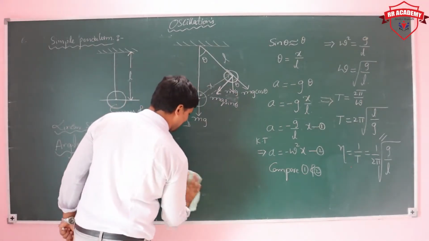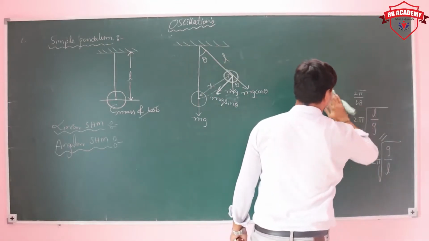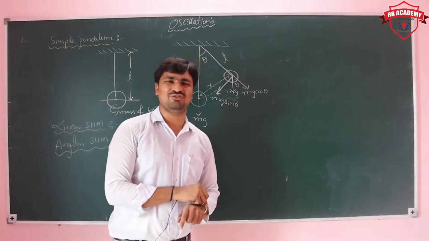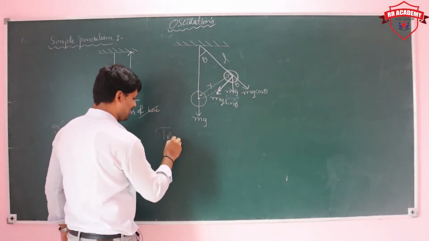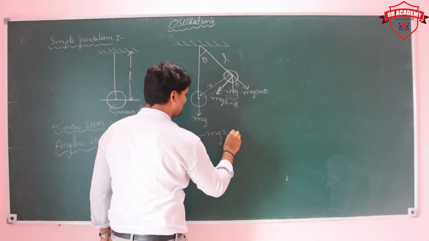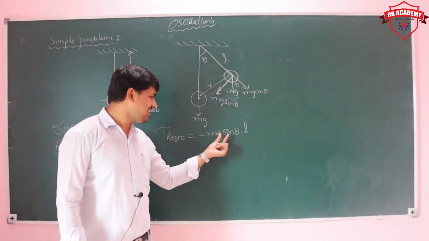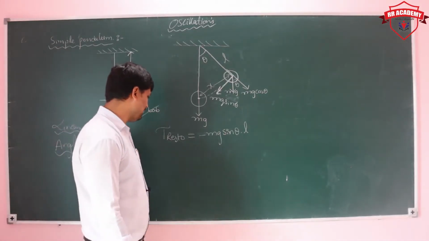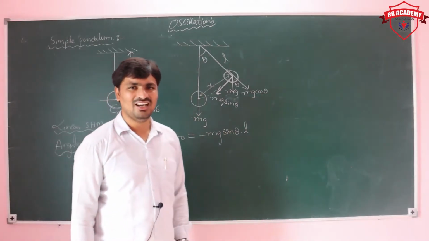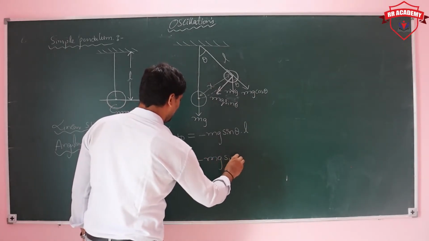Next, instead of linear simple harmonic motion, if I am considering angular simple harmonic motion, then what will happen? Here we have to consider restoring torque instead of the restoring force. Torque is force into perpendicular distance, and this also acts towards the center only. So we write mg sin theta into L. Torque tau is equal to I alpha, which is equal to minus mg sin theta into L.